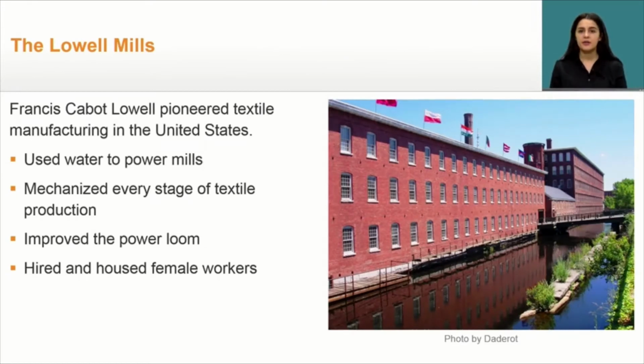As the textile industry in the United States grew, entrepreneurs traveled abroad for ideas. Francis Cabot Lowell visited Britain from 1810 to 1812 and learned about the textile industry there. He used what he learned to improve the industry in the United States. He pioneered textile manufacturing in the U.S. This meant he used water to power mills, he mechanized every stage of textile production, he improved the power loom, and he hired and housed female workers. His factories recruited single women as workers and built boarding houses for them to live in safely.